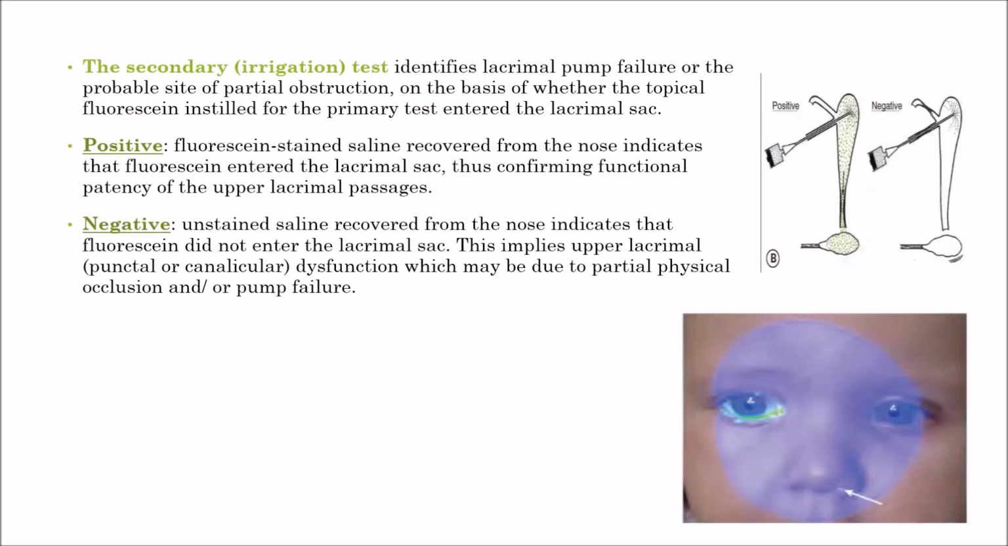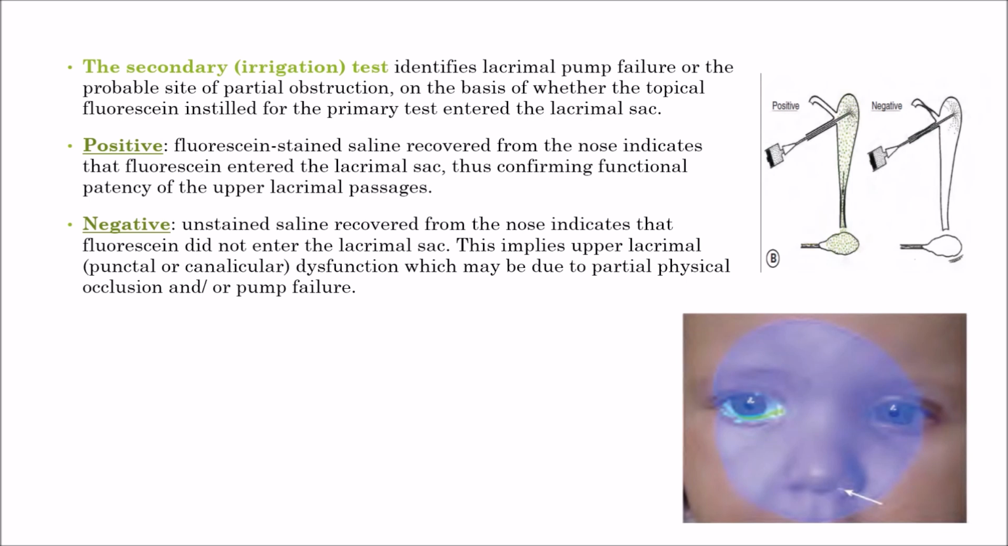Now, the secondary irrigation test identifies lacrimal pump failure or the probable site of partial obstruction on the basis of whether the topical fluorescein instilled for the primary test enters the lacrimal sac or not. Now, the topical anesthetic is instilled and any residual fluorescein washed out from the conjunctival fornix. So, the drainage system is then irrigated, and we are not adding any more fluorescein here. We are just draining the lacrimal system.